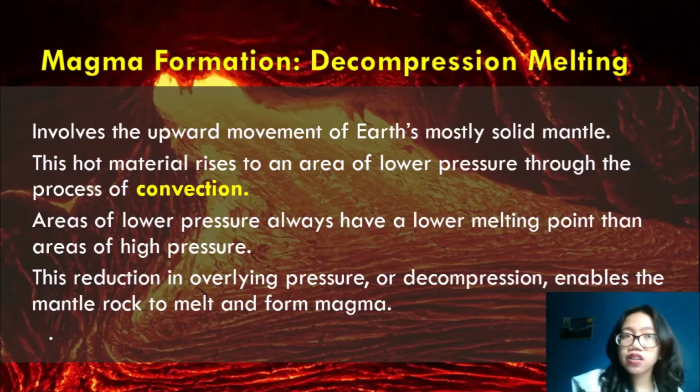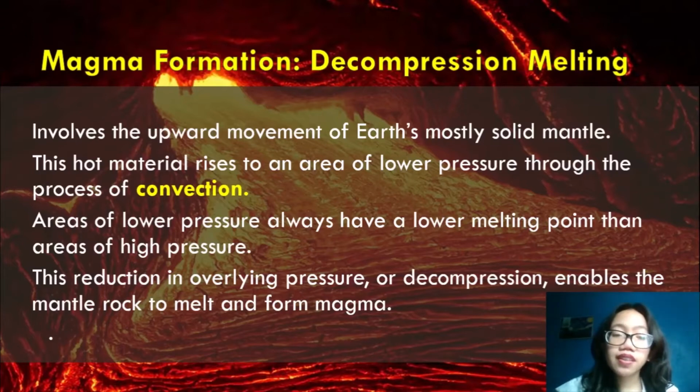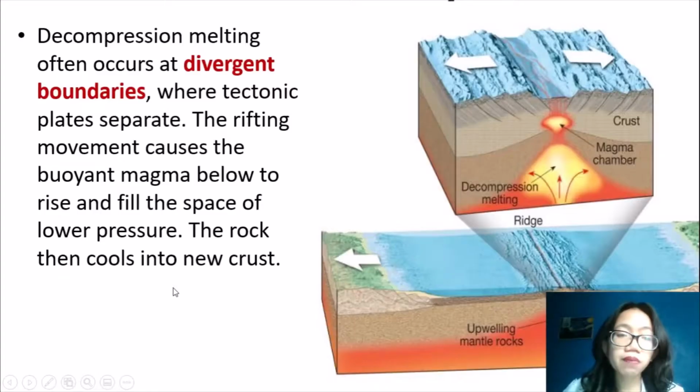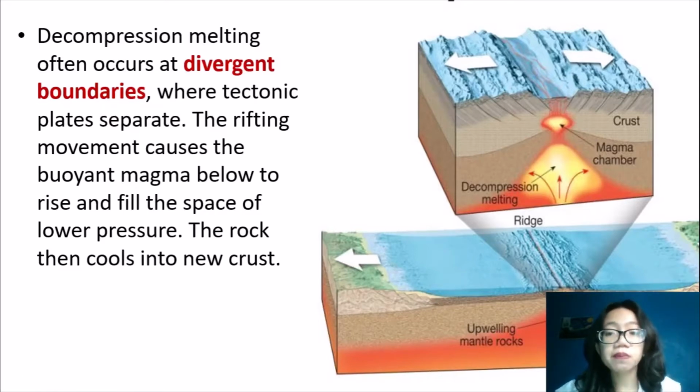So from higher to lower pressure, and that allows the formation of magma. This reduction in overlying pressure, or decompression, enables the mantle rock to melt and form magma. We can find these points of decompression melting at our divergent boundaries. When we say divergent boundaries, these are locations where new plates are being formed.